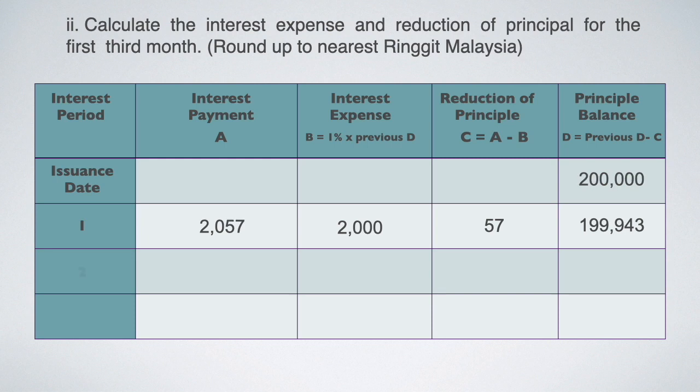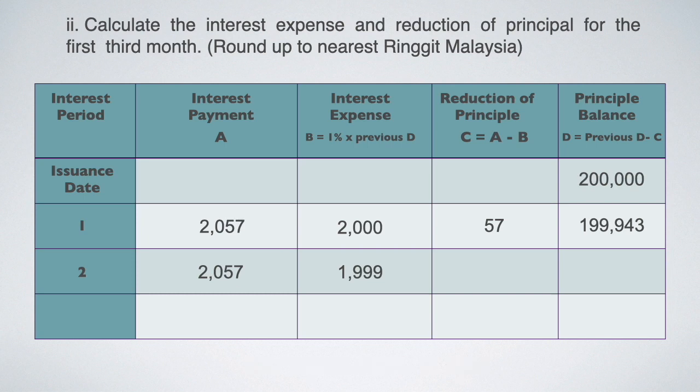Kita mula bulan kedua. Bulan kedua pun kita bayar 2057. Dan kita pun kira sebenarnya daripada 2057 tu berapalah interest expense. Sama cara dia. Tapi kita akan darab dengan previous principal. So, the previous principal is the first month punya balance. Okay, 199,943 tu kan. You darab dengan 1%, you will get number. Okay, that number is 1,999.